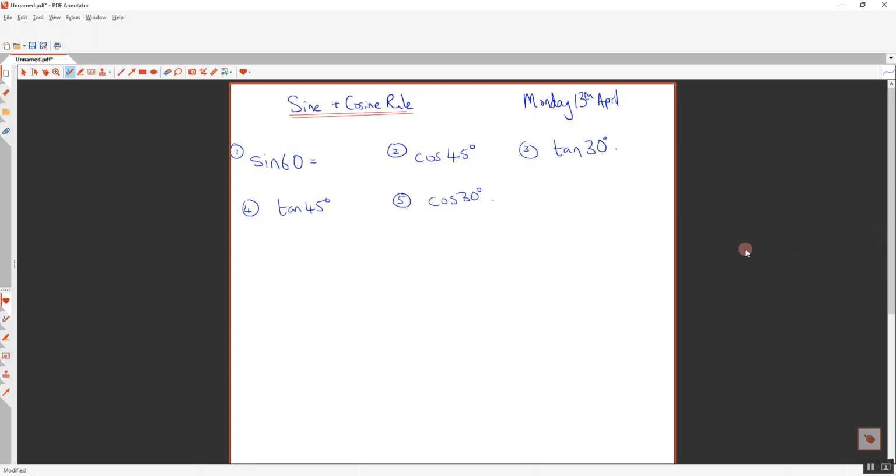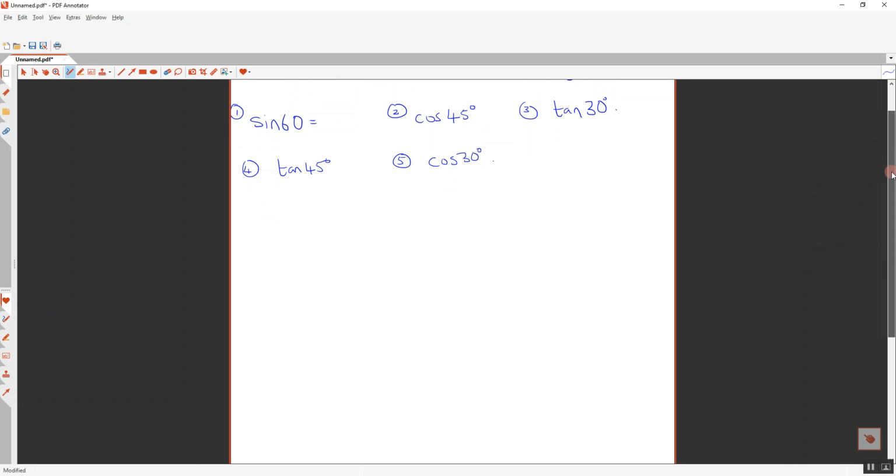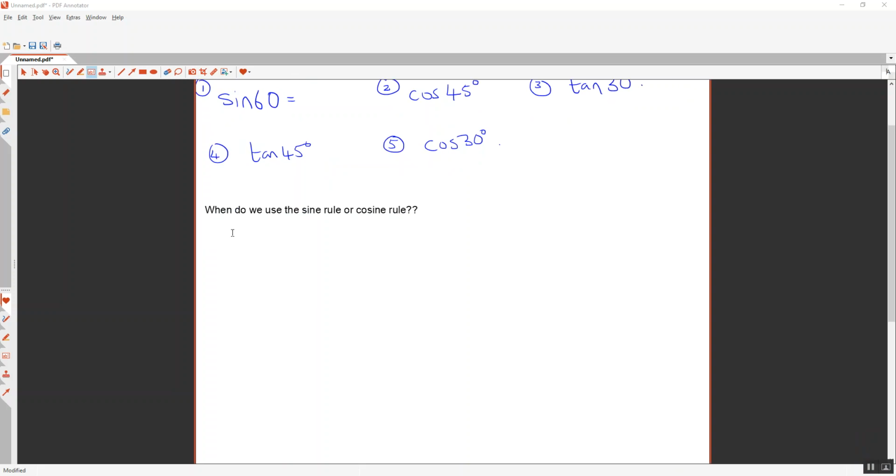Okay, so those were our exact values. Remember, we said that you have to know the triangles in order to be able to remember them. And hopefully you've seen the answers come up whenever you put in the answer. So today we're going to look at the sine rule and cosine rule. The first question we're going to ask is, when should we use the sine rule or the cosine rule?